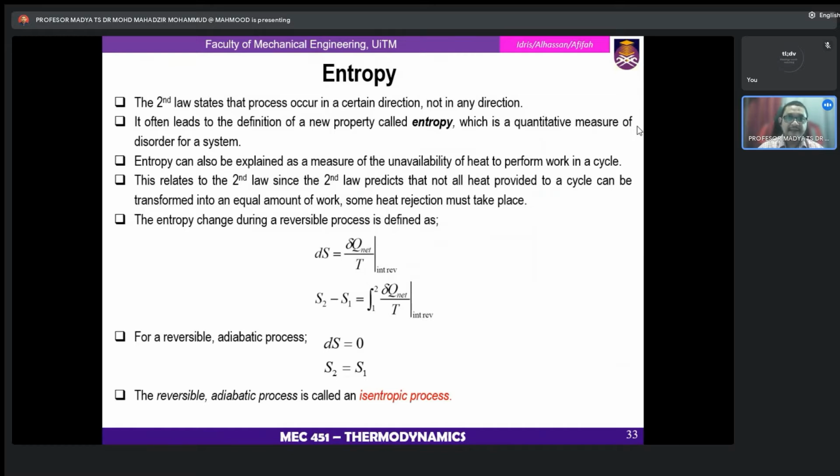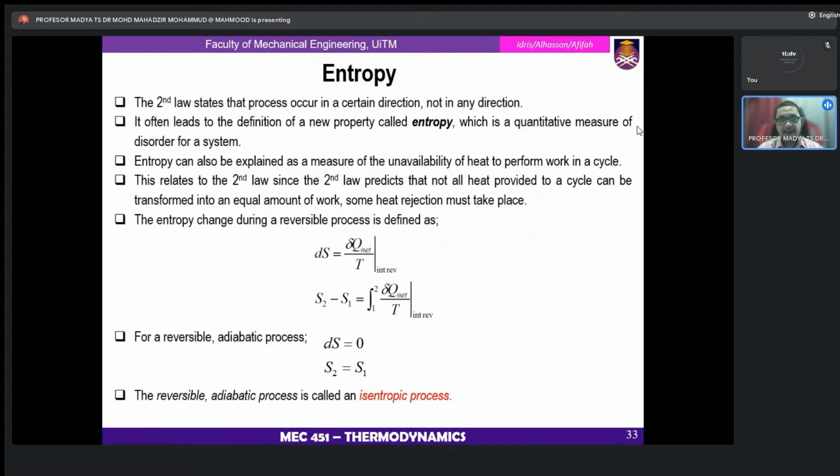This is related to the second law, since the second law predicts that not all heat provided to a cycle can be transformed into an equal amount of work. Some heat rejections must take place. Okay, that is some of the statements that you have to know and also understand.